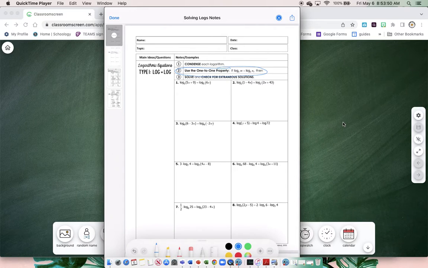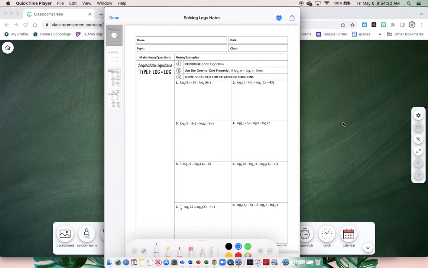Basically, the one-to-one property states that if you have two logs of the same base and they're set equal to each other, you could drop the logs and just solve both of the a's for a variable. The last step, one of the most important steps, is always check for extraneous solutions. So if both sides are not equal to each other, or if we have a negative log, it is not a solution. We cannot have negative logs, and they have to be equal to each other to be able to call it a solution.